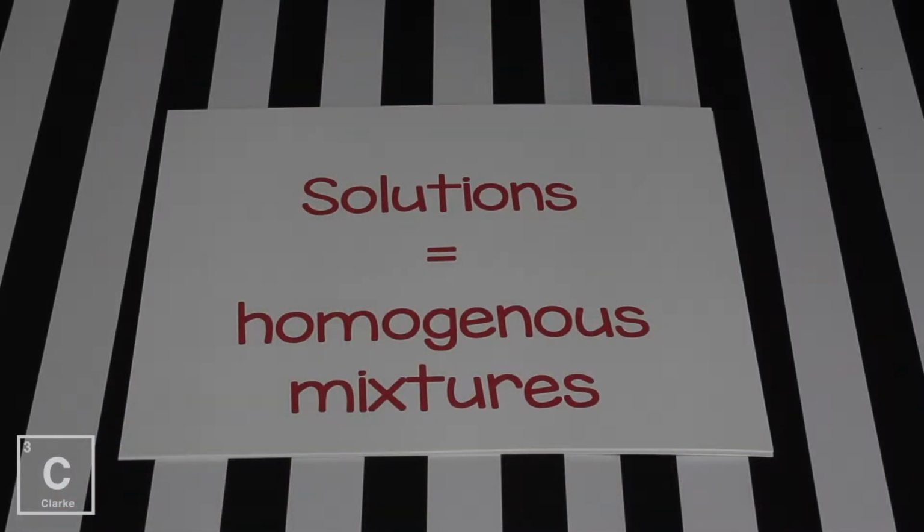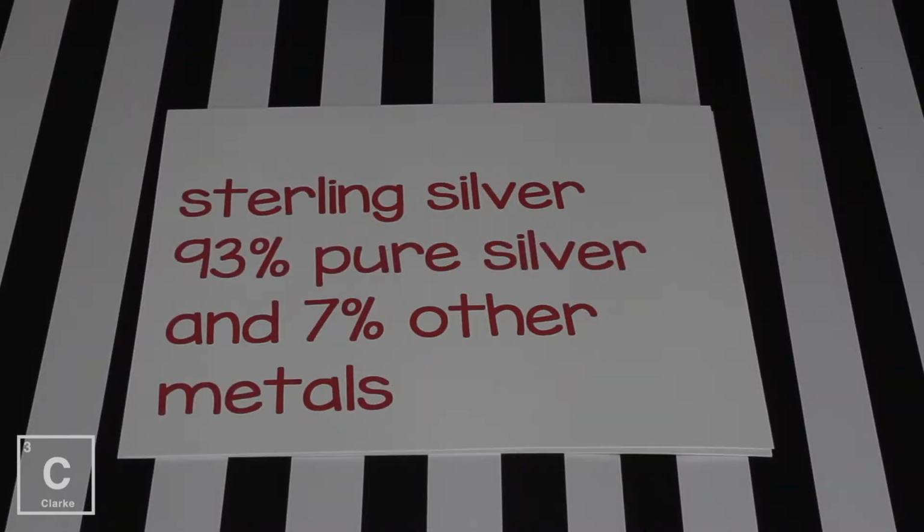Solutions are also homogeneous mixtures. We use so many solutions in chemistry, and every time we use a solution, it's a homogeneous mixture. Alloys are also homogeneous mixtures. Sterling silver is an example of a homogeneous mixture, an alloy.